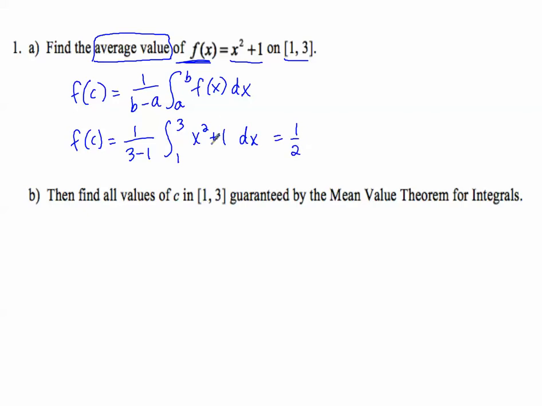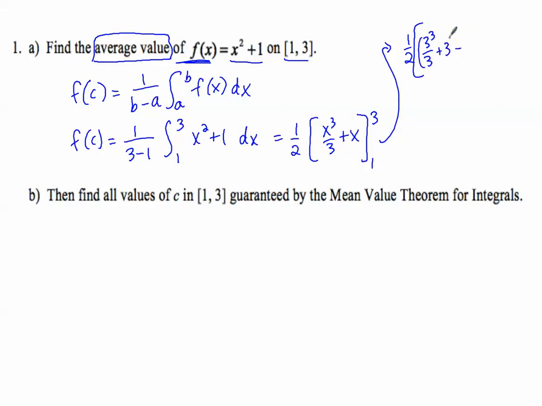This antiderivative is x cubed over 3 plus x. We don't need the minus c because we're going to be subtracting. We plug in the upper limit first, and let's make some room up here. So plugging in the upper limit is 3 cubed over 3 plus 3 minus the lower limit.